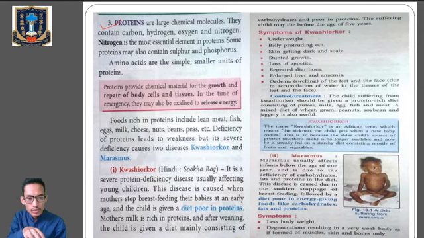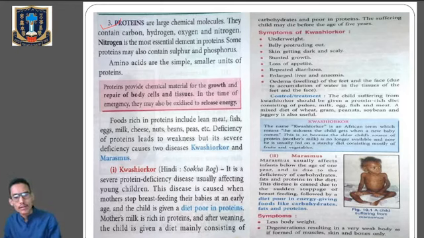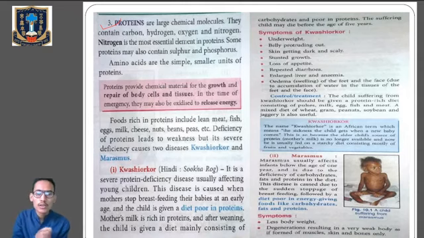Now we will continue with the diseases which are mainly caused due to the deficiency of proteins. And I have two types of diseases. One is kwashiorkor and number 2 is marasmus. So let's first begin with the kwashiorkor disease. Kwashiorkor, in Hindi also called sukha rog, is a severe protein deficiency disease usually affecting young children.